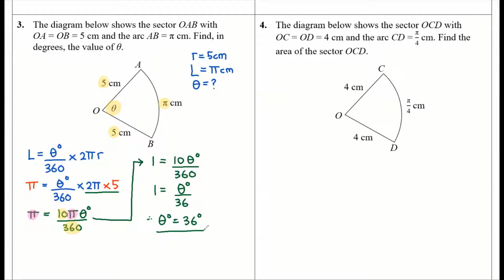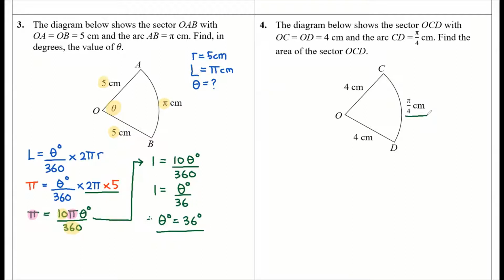Now on question 4, we have a similar situation. We're given 3 measurements: the radius, which is the same for both because it's a sector, and the arc length pi over 4.